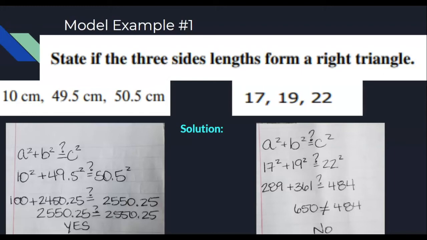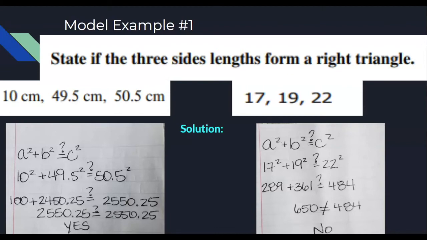Let's look at the next example. 17, 19, and 22. Again, the largest number is always plugged in for C because the hypotenuse is always the longest side. The other two sides are the legs and can be plugged in for either A or B. So I plugged in 17 squared plus 19 squared is equal to 22 squared. Again, we use the question mark because at this moment we're not sure. We're testing it or checking to see if the sides are equal.